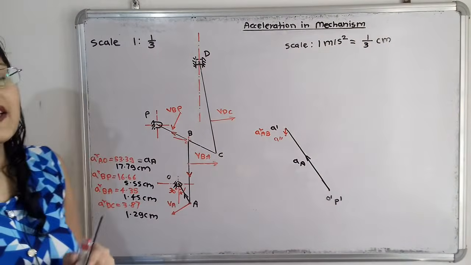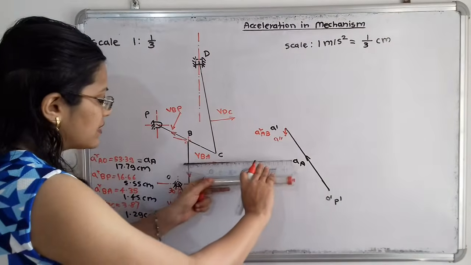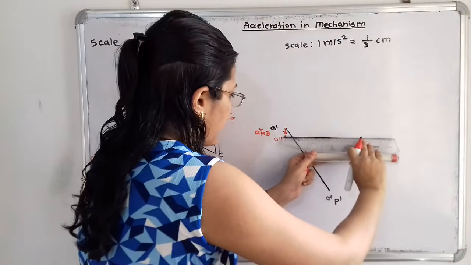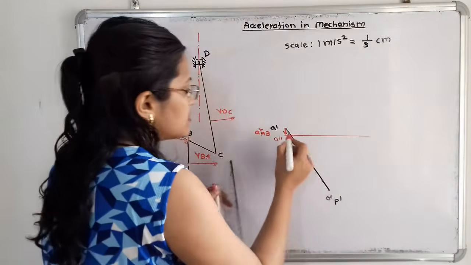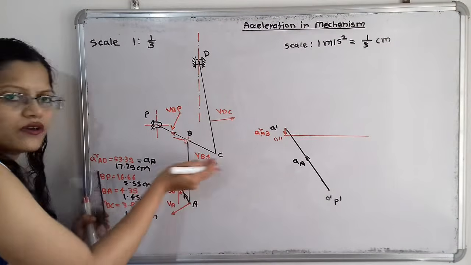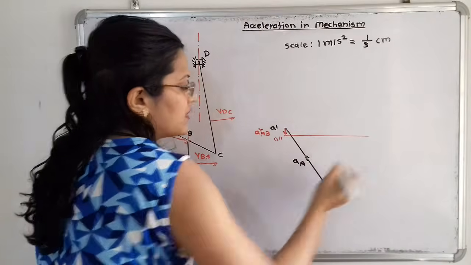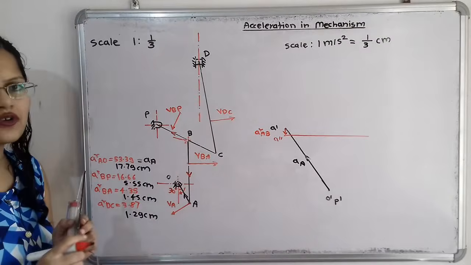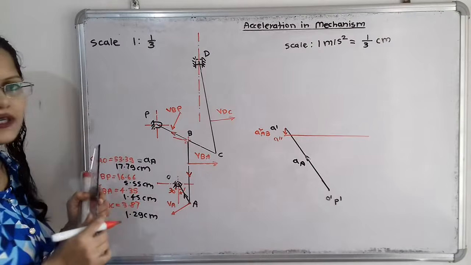Now we will move to the tangential component. We know that the tangential component is perpendicular to this link AB. So I will draw one line perpendicular, passing through this point A double dash. How is this direction selected? Because here the velocity is also in the direction towards the right hand side, so I have drawn the line towards the right hand side. Now the exact location of point B is unknown.